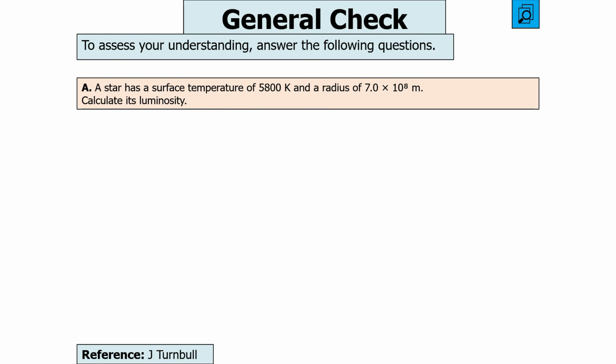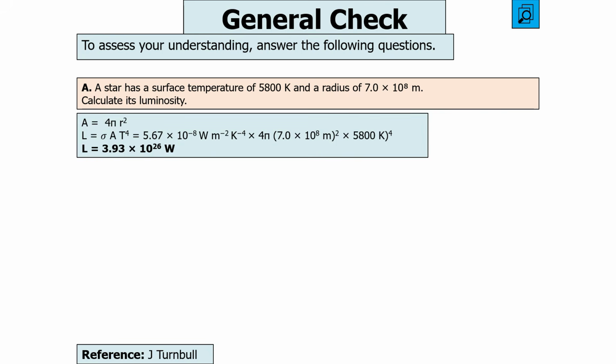A star has a surface temperature of 5,800 Kelvin and a radius of 7 times 10 to the 8 meters. Calculate its luminosity. We know that the surface area of this photosphere is 4 pi r squared. We then can say the luminosity is equal to sigma A T to the 4, because luminosity and power are going to be the same thing. We then pop in all the values. Remember, we've worked out the area to be 4 pi r squared. We then pop in the values and we get 3.93 times 10 to the 26 watts.